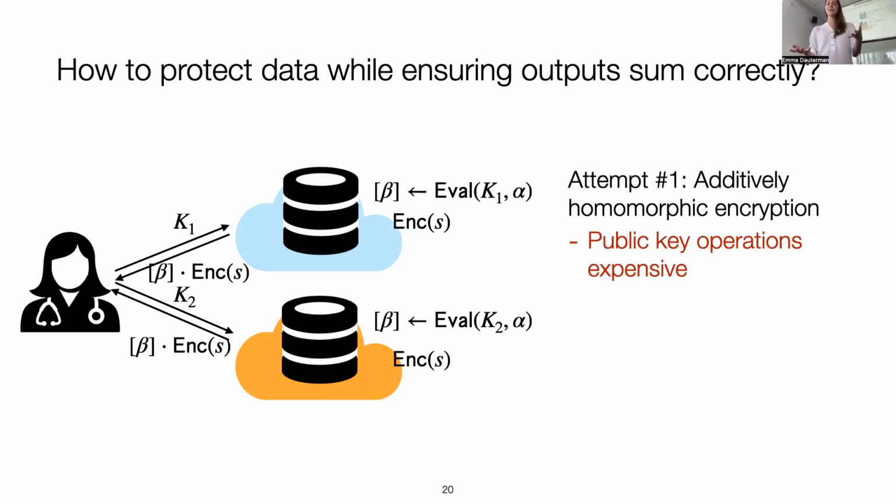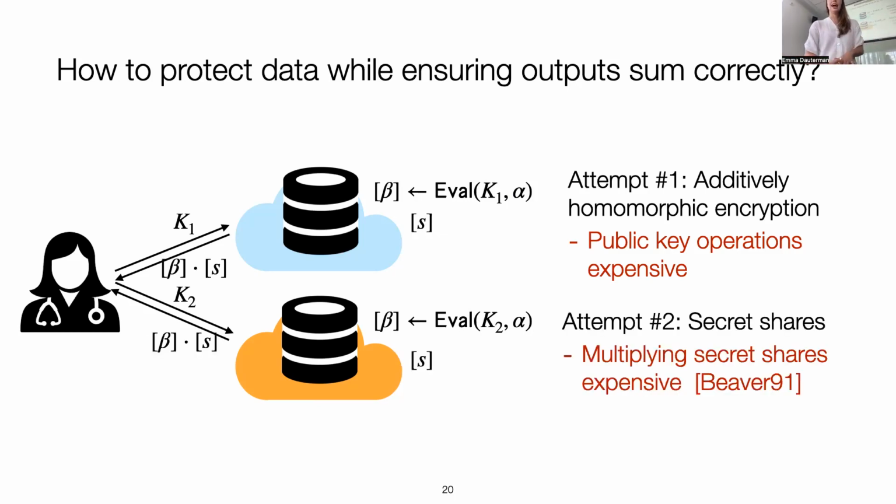So some first attempt could be using additively homomorphic encryption. Challenge here is that public key operations are expensive. We would need to do a public key operation for the number of records times the domain of our feature. So that's going to get expensive. We could also consider just having these as secret shares. The challenge now here, multiplying secret shares together is expensive if you want to get an answer that actually makes sense. And so you would need communication linear in the number of records times the feature size, which we would like to avoid.